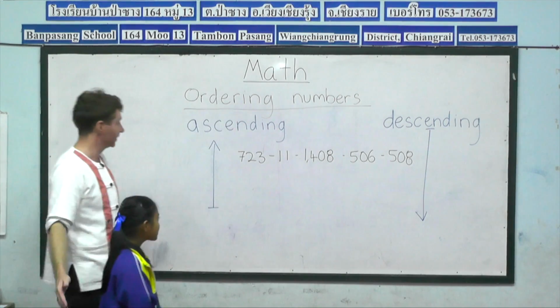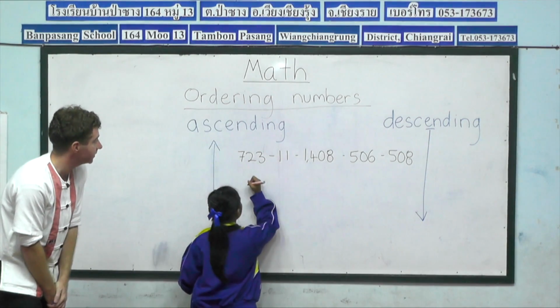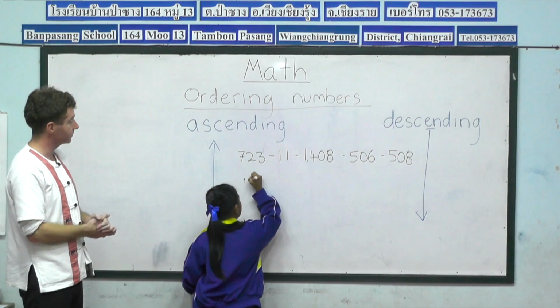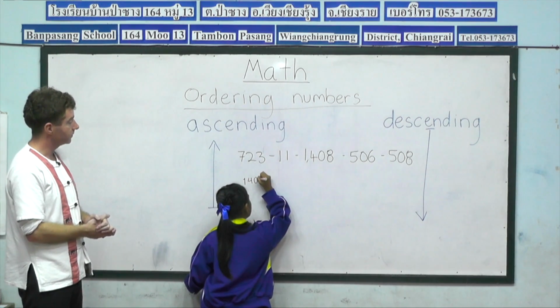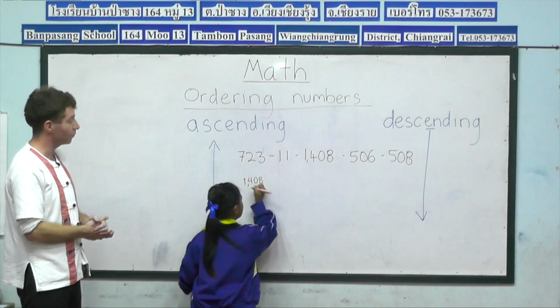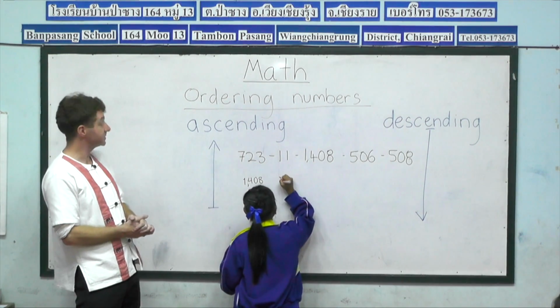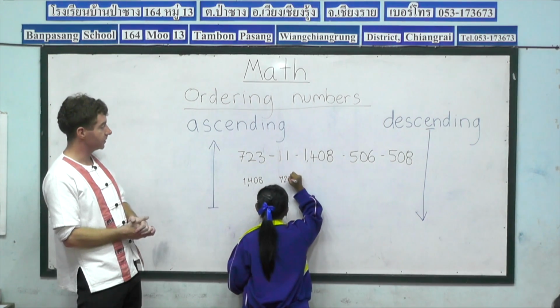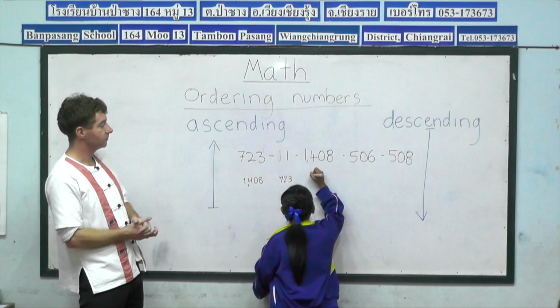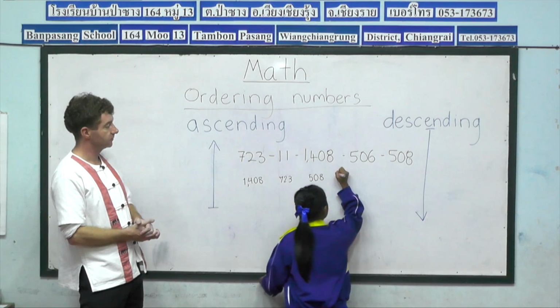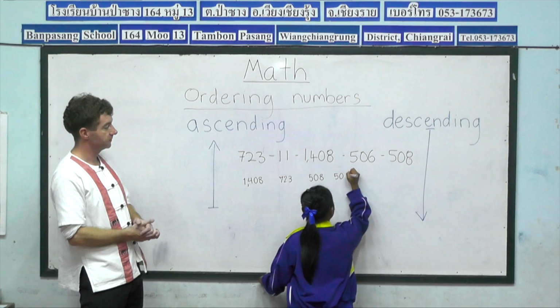So Pak Bung, what's the biggest number you can see? 1,408. Excellent. And don't forget our comma, that's brilliant. 723. 508. Yes. 506. 11.